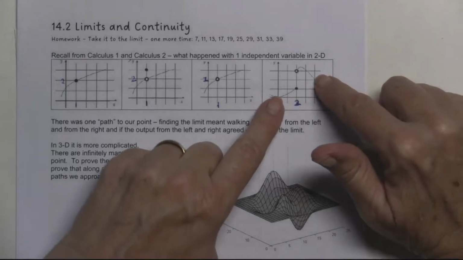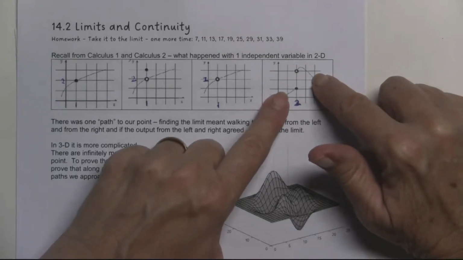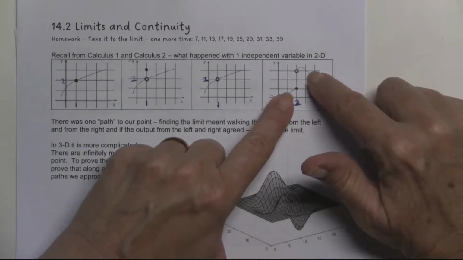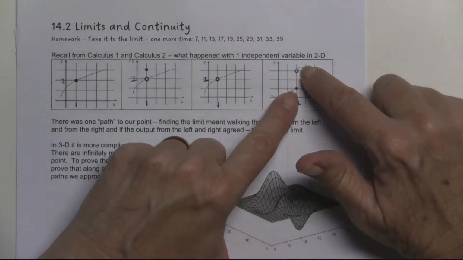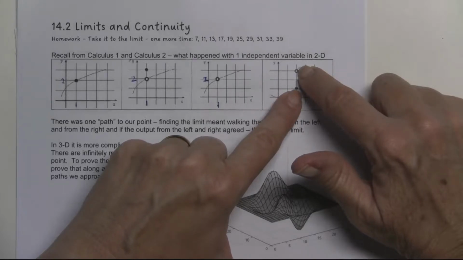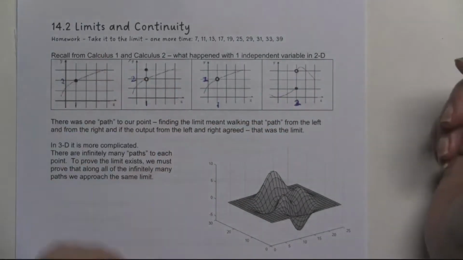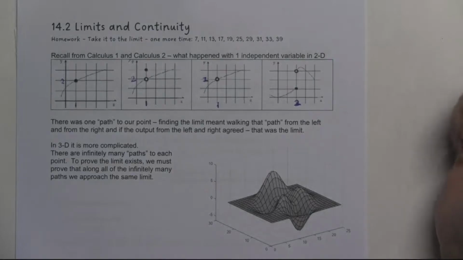Whereas here, the limit did not exist, because as I got closer and closer to x is 2 from the left and from the right, the outputs aren't the same. Since the outputs, the heights, are different, the limits were not equal to one another. The left limit was not equal to the right limit, and we said the limit didn't exist.